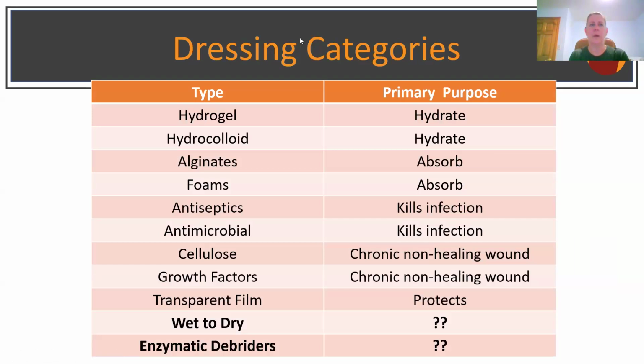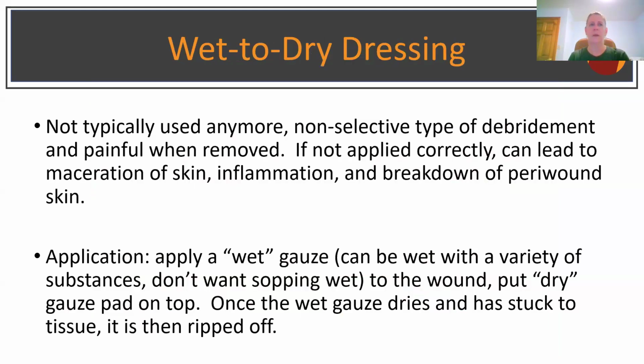All right, last one, wet to dry dressings and enzymatic debriders. Why might we want to use those? Yeah, I mean, I've got debridement right in there, right? It's for debriding, but we actually don't want to use wet to dries. If there is a question on the NPTE and it says, which of the following dressings is most appropriate? And one of them is wet to dry, get rid of it. That is never appropriate. We don't use them, okay? Very rarely would we use them, all right?